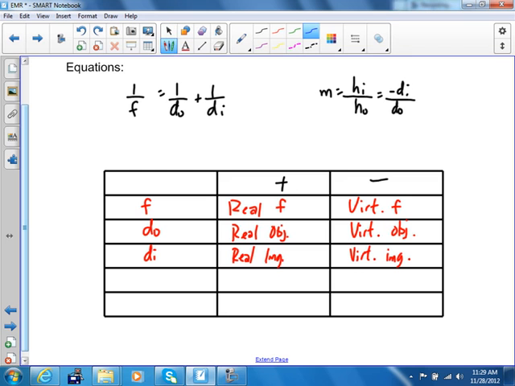What about HO? HO is positive if your object is upright, and it's negative if your object is inverted. HI is positive if your image is upright. This table is exactly the same as it was, isn't it? You just got to be really careful with that whole convex-concave thing. Again, it's converging. For mirrors, converging is concave. For lenses, converging is convex. The HI is negative if it's an inverted image.